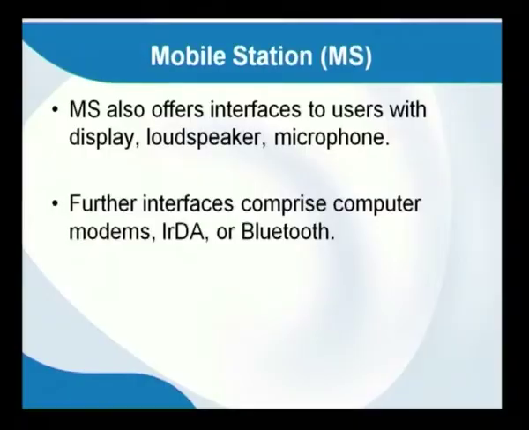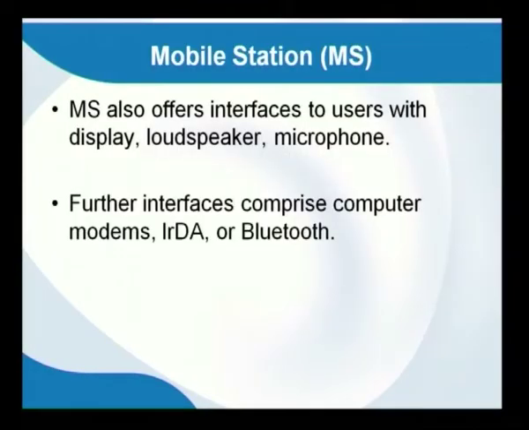Welcome back. Before the break, we discussed the mandatory services available in the SIM card. Now, let us see some supplementary services available with the mobile station. A mobile station offers interfaces to the users like display, loudspeaker and microphone. These kinds of facilities are not mandatory services, but smart and modern phones provide them to attract their users. The mobile stations can also be connected with computers, modems and infrared devices, and through Bluetooth it can be connected with various devices.